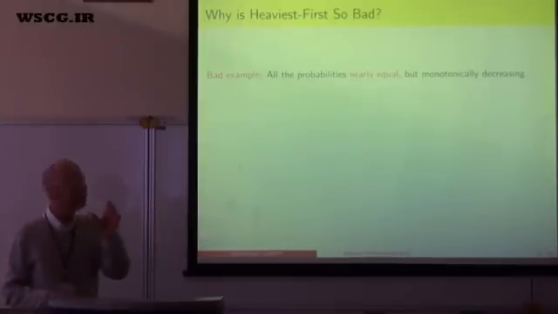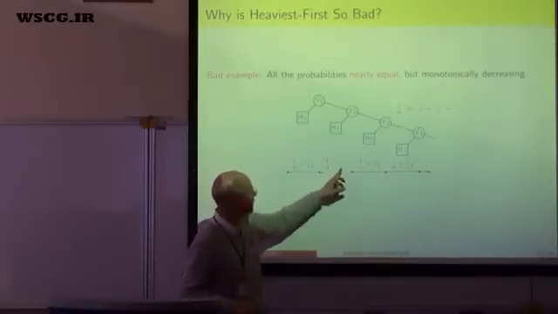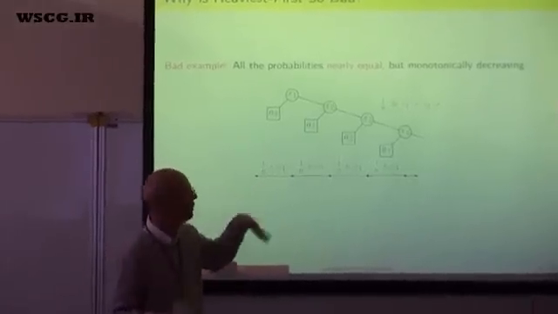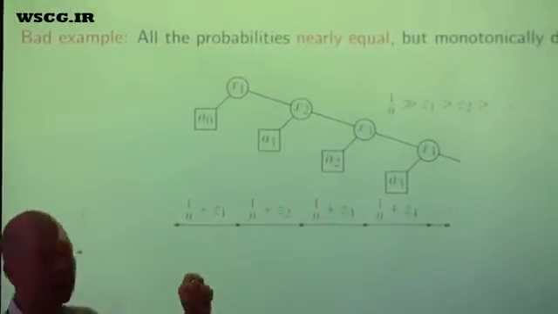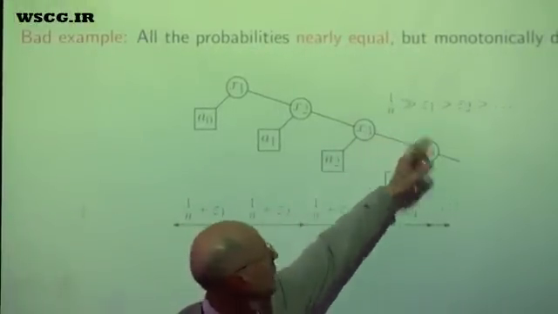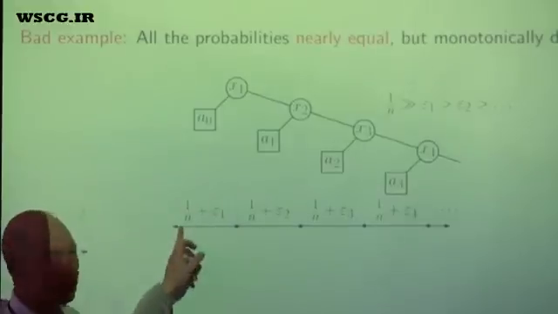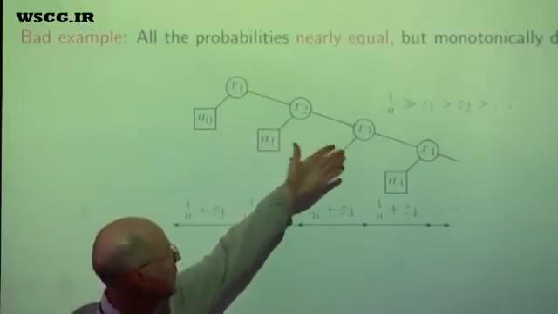So 1/n, plus maybe an epsilon1, 1/n plus an epsilon2. By the way, these don't add up to 1, but don't worry about that. We'll fudge that later on. But suppose these epsilon values are very small numbers, much smaller than 1/n, and they're decreasing. So if I do the heaviest thing first, this guy is going to have the largest weight. He's going to come first. He'll get picked, then this guy will get picked, then this guy.